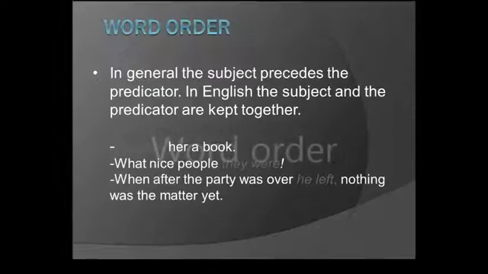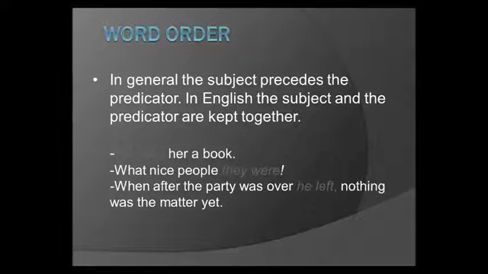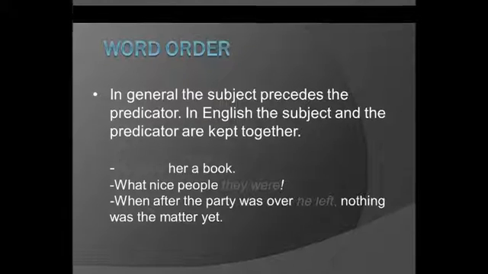In general, the subject precedes the predicator. In English, the subject and the predicator are kept together. Here are some examples. He gave her a book. What nice people they were. When, after the party was over, he left, nothing was the matter yet.